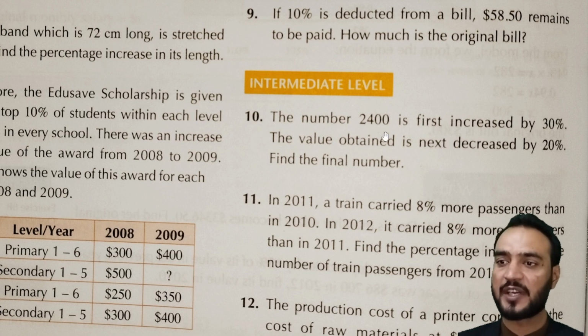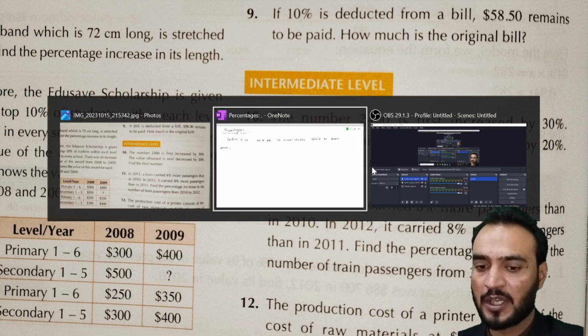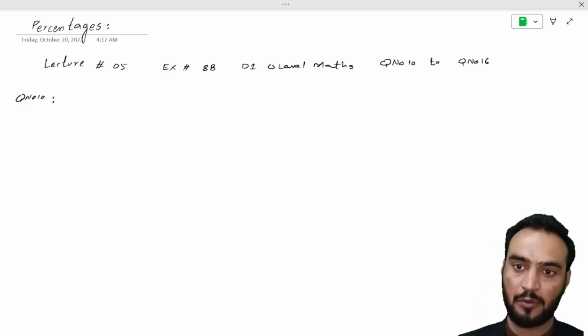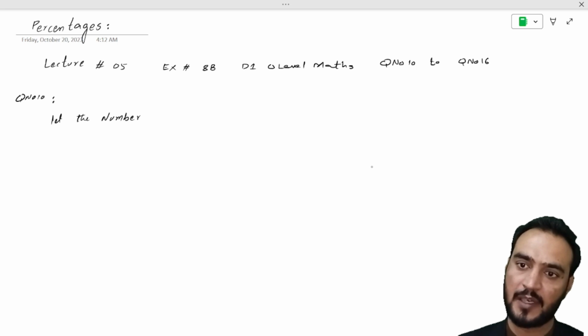The number 2400 is first increased by 30% and the value obtained is next decreased by 20%. Find the final number. So we first increase 2400 by 30%. The value obtained is next decreased by 20%. So let us solve this question. Let the number be equal to 2400.